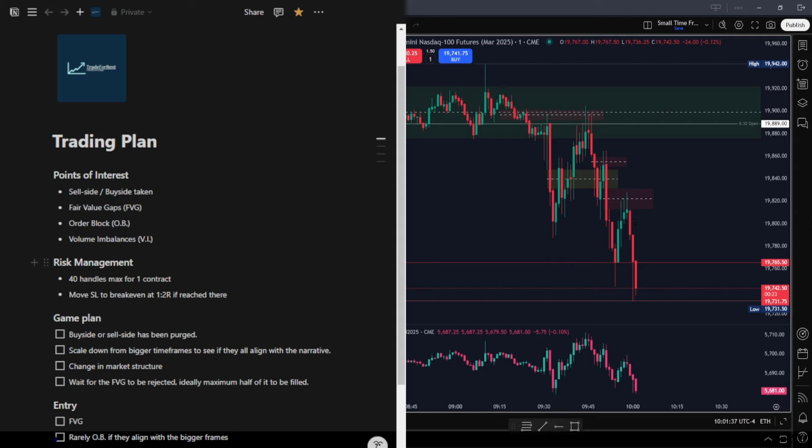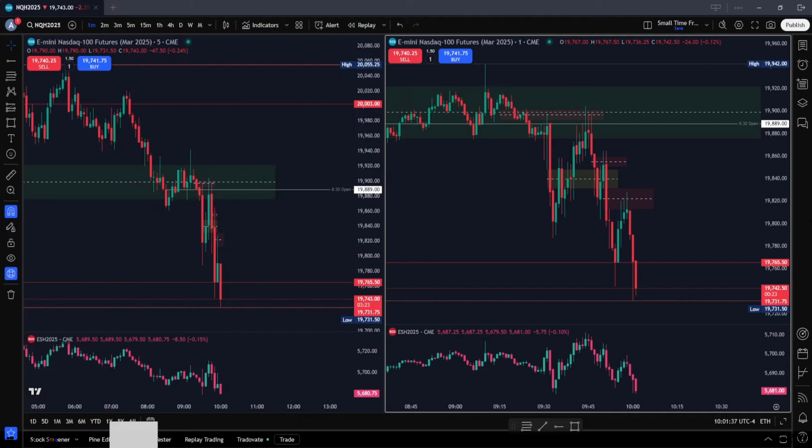And the risk management, as you can notice, for the handles is something that I respected, and I didn't move the stop loss to break even, because that was our target at 1 to 1 risk reward. And this is the game plan. As you can notice here, all of them have been fulfilled. So that's how I executed this trade using ICT and smart money concepts.